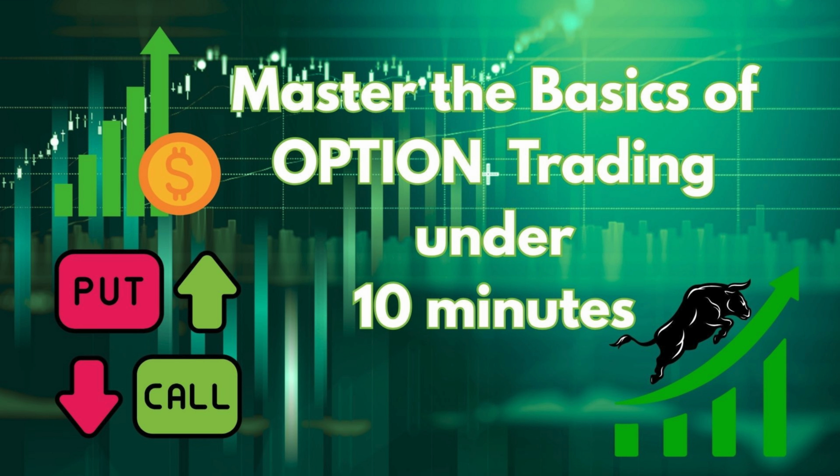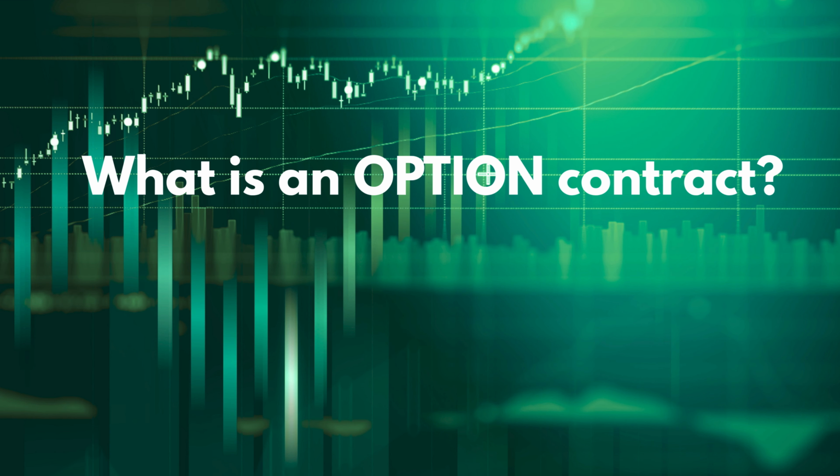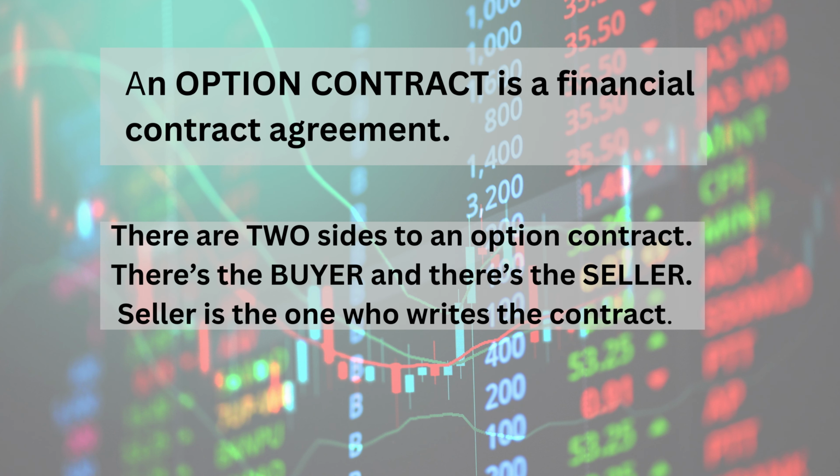Master the basics of option trading in under 10 minutes. What is an option contract in trading terms? An option contract is a financial contract agreement. There are two sides to an option contract. There's the buyer and there's the seller. The seller is the one who writes the option contract.